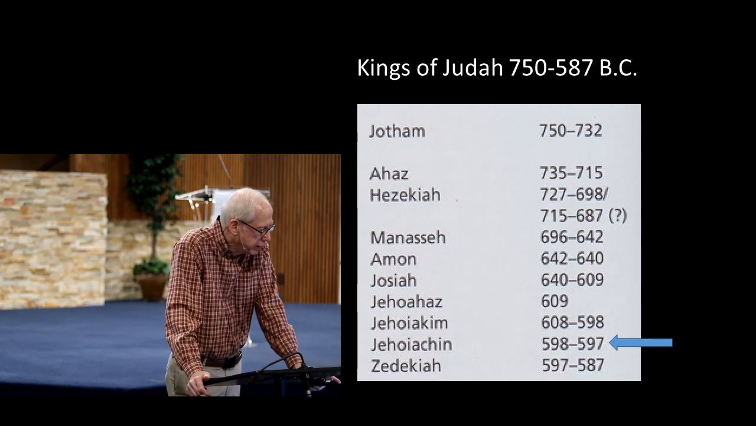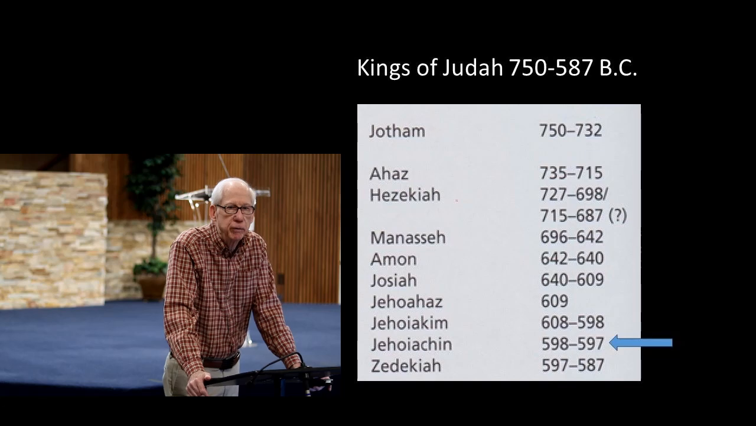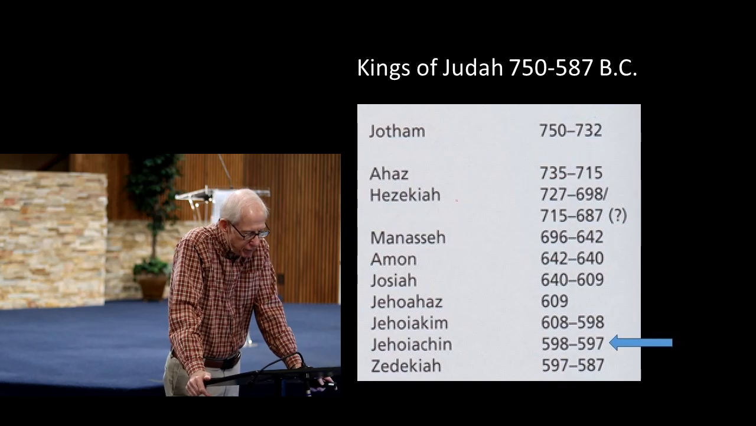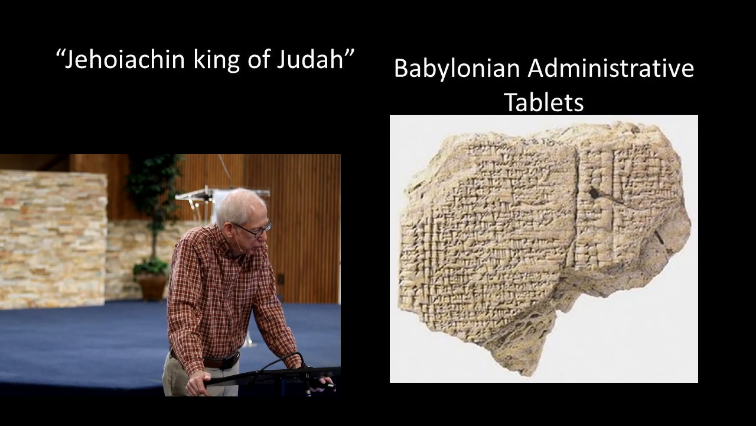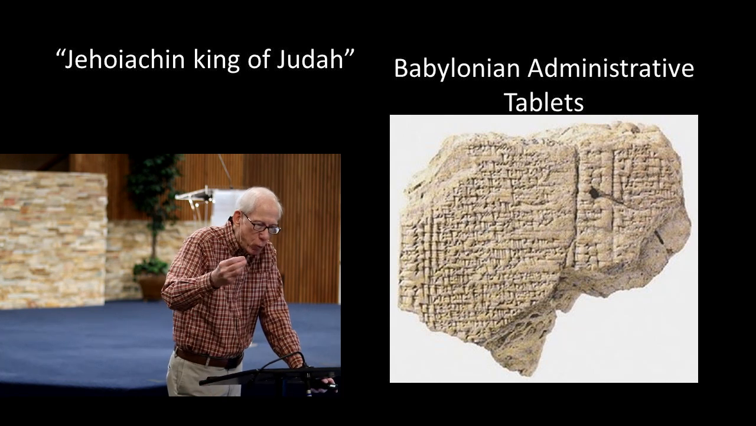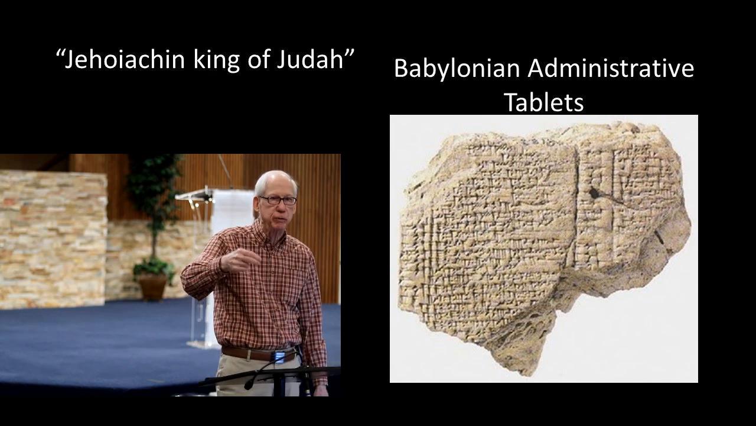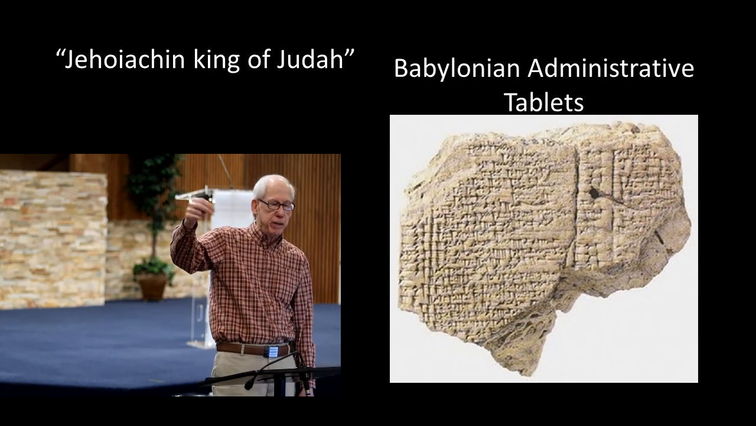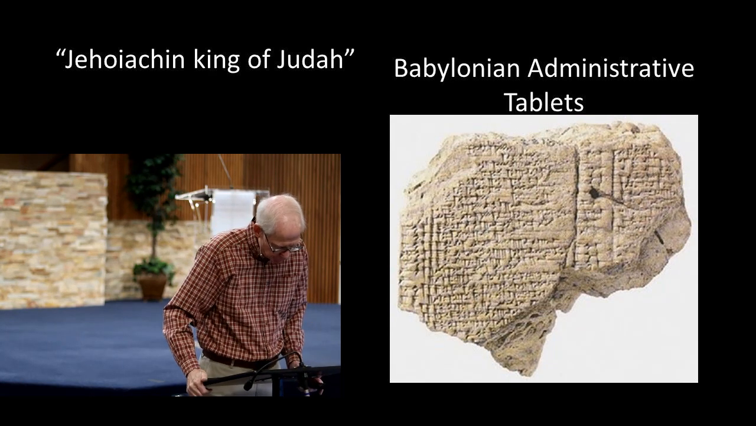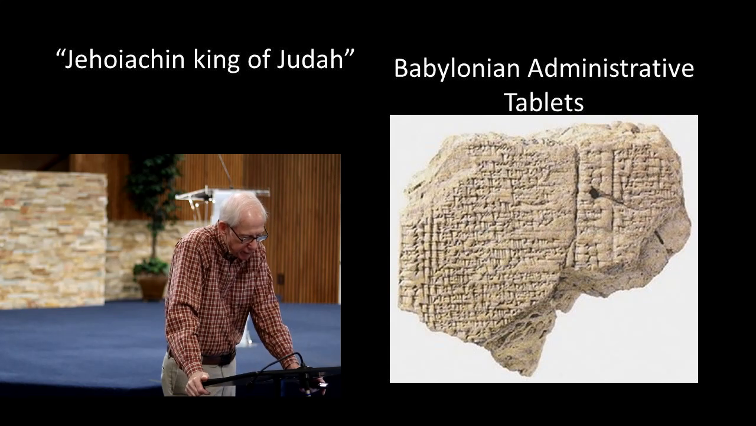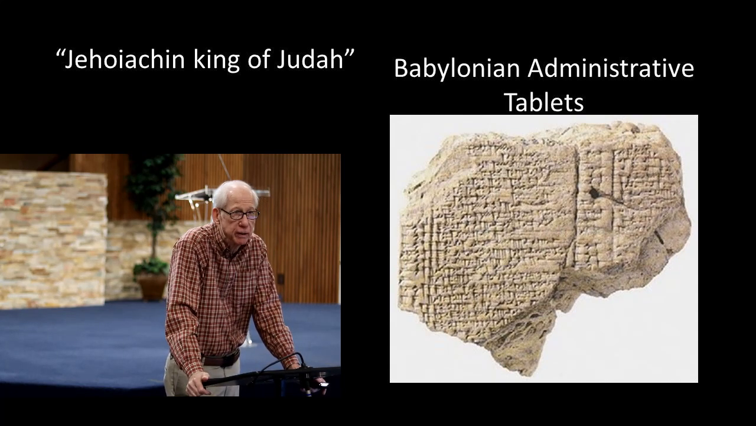But Jehoiakim is taken to Babylon, and the item we looked at is the Babylonian administrative tablets, which give the quantity of rations that were given to foreign captives in Babylon. And here we have it. It refers to the rations given to Jehoiakim, king of Judah, and his 5 sons. I mean, it's just an amazing tie.